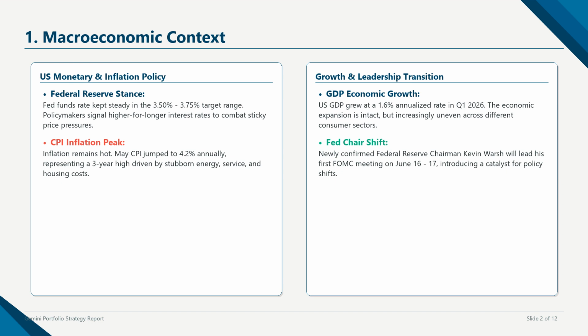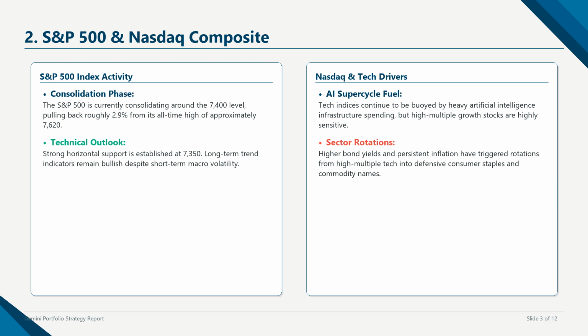High interest rates are starting to press on capital-intensive sectors, while value sectors and cash-generative healthcare firms show significant defensive strength. We monitor these indicators to hedge against interest rate risk and preserve capital. Now, let's examine the stock market indices.